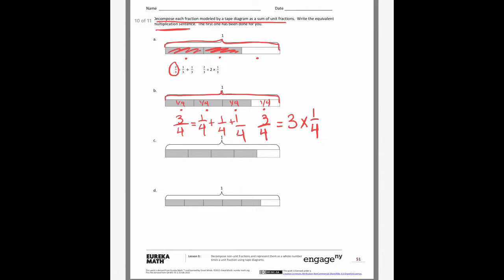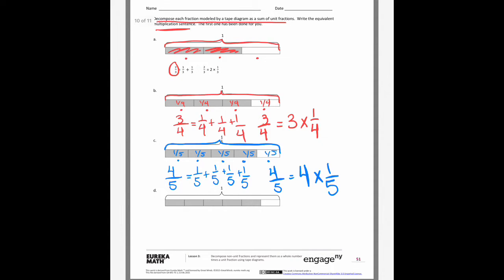Okay, on C, we have the same situation, just a different fraction. Looks like this whole is made up of 1, 2, 3, 4, 5 parts, which makes it fifths, and it looks like there's only 4 of the fifths shaded, which means we're going to decompose 4/5. And if I were to add, it would be 1/5 plus 1/5 plus 1/5 plus 1/5, getting all 4/5. Or in a more quick way, we could say 4/5 equals 4 times 1/5. See the pattern there?